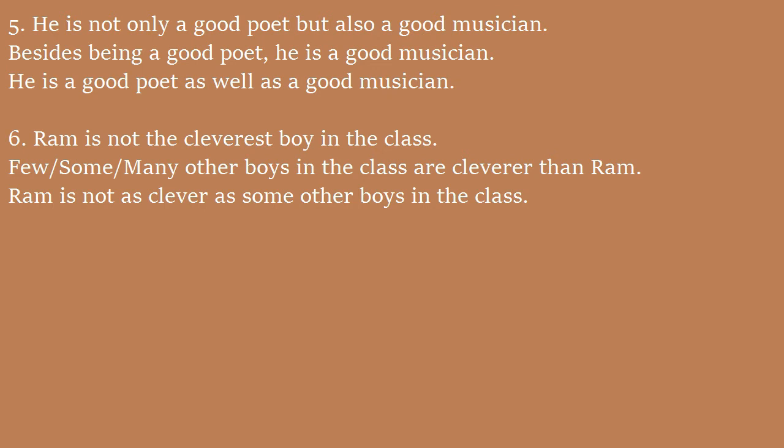Now sentence number 6. Ram is not the cleverest boy in the class. If you have to use this comparative form of the adverb, you can say it like, few, some, or many other boys in the class are cleverer than Ram. You can use few or some or many because it's not known whether many boys in the class are cleverer than Ram or just a few are. So you can use any of these determiners that you like.